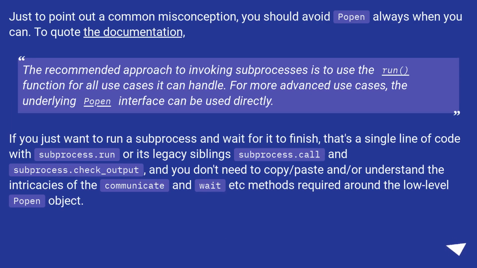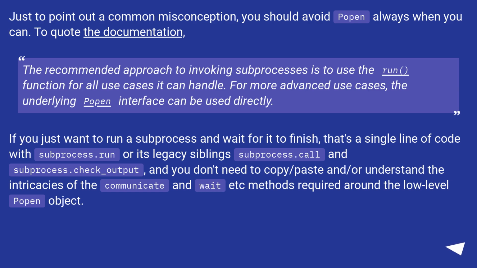Just to point out a common misconception, you should avoid Popen always when you can. To quote the documentation, the recommended approach to invoking subprocesses is to use the run function for all use cases it can handle. For more advanced use cases, the underlying Popen interface can be used directly.